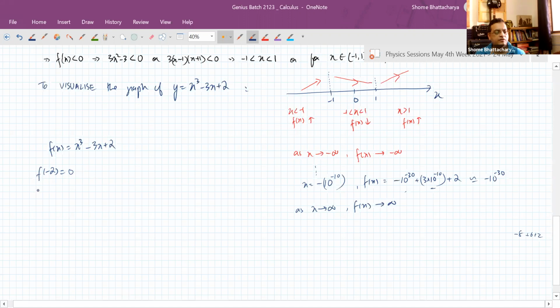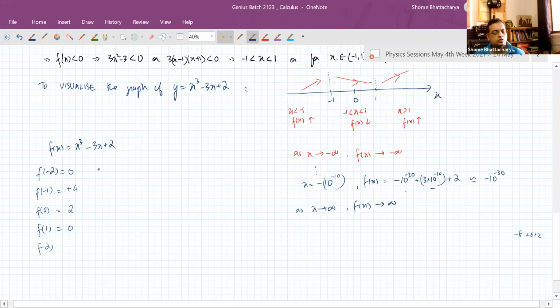Okay, what is the value of the function at -1? It is -1 plus 3 plus 2, so it is plus 4, right? What is the value of the function at 0? It is 2. What is the value of the function at 1? It is 1 minus 3 plus 2, so that's 0. Okay, what is the value of the function at 2?